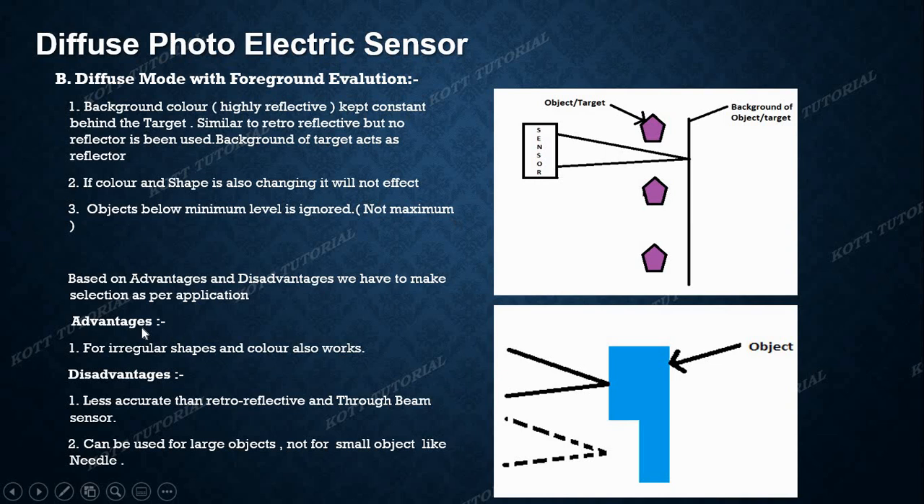Now these are the advantages and disadvantages. See, for irregular shape and color, we can use this diffuse mode with foreground suppression sensor. Now what are the disadvantages? See, these sensors are less accurate than retroreflective and through beam, which we will learn in a further video. Can be used for large objects, not for small objects. We can use this sensor for large objects but not for small objects, like a needle, for example.